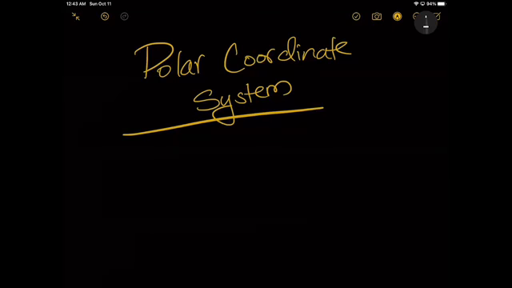In today's video, we'll be looking over the polar coordinate system and how we can convert coordinates from the polar to the Cartesian coordinate system and vice versa.